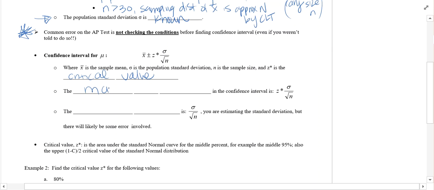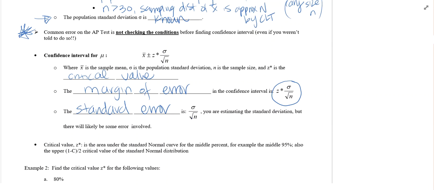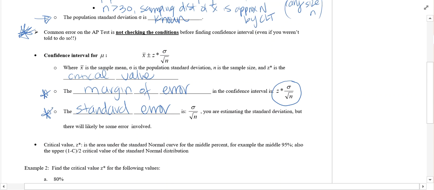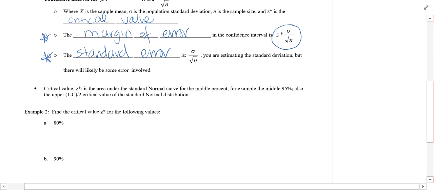So the margin of error is in the confidence interval. It's the whole part that you plus or minus. That whole Z star standard deviation over square root of n. What's called the standard error is just the standard deviation divided by square root of n. You're estimating the standard deviation, but there will be some error involved because we're estimating it. So vocabulary here: margin of error versus standard error. Sorry, those are great multiple choice questions. So you got to make sure you know the difference between them.